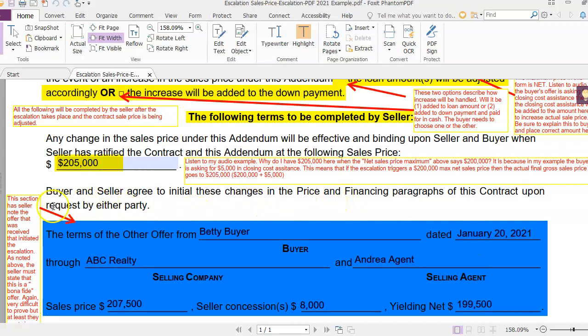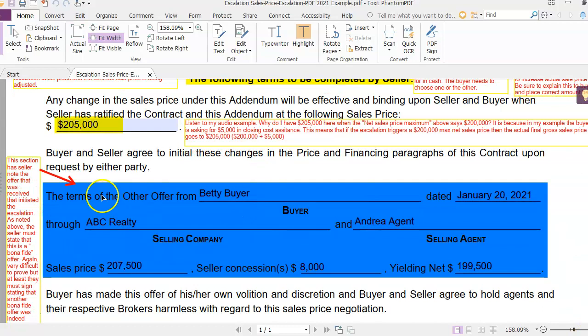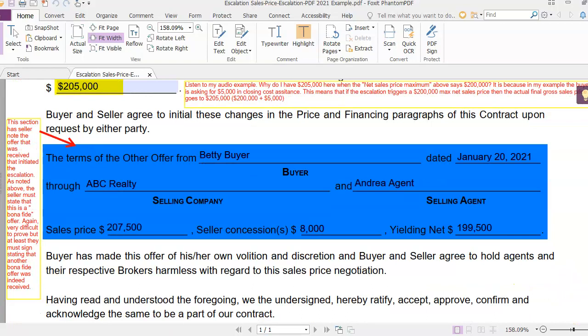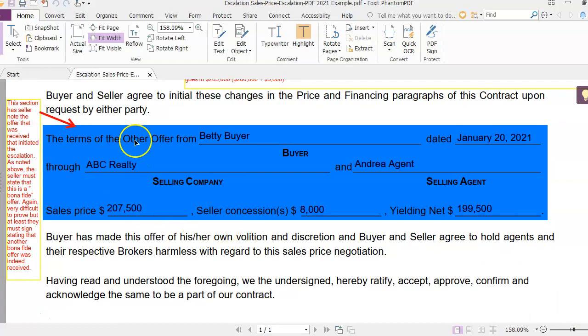Now, look at my paragraph here in my explanation. This section has seller note, the offer that was received that initiated the escalation. As noted above, the seller must state that this is a bona fide offer. Again, very difficult to prove, but at least they must sign stating that the bona fide offer was received and who made that offer.